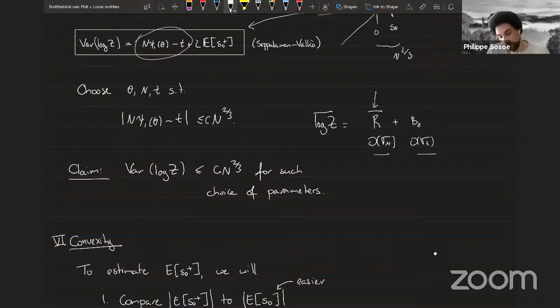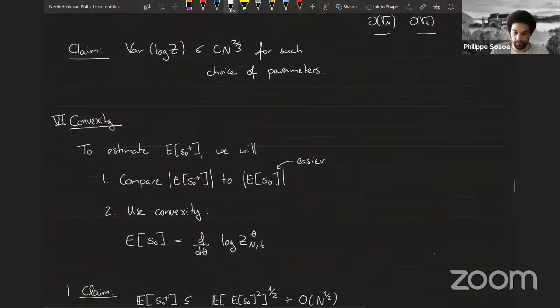Okay, so for this reason, we're going to place ourselves in this so-called characteristic direction, where n times psi 1 minus t is at most n to the 2/3. Our goal is to show that if we make that choice, then also the remaining term here, 2 times expectation of S0 plus, is also of order n to the 2/3.